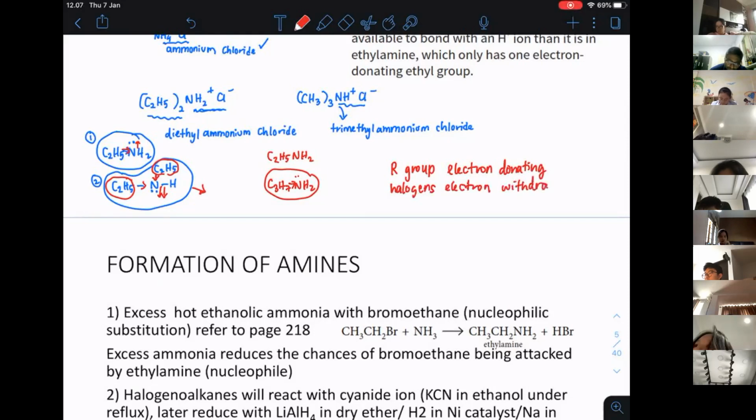Okay, you can use it as your, even oxygen is actually electron withdrawing. But you can use it as some kind of guide to identify which one is electron donating and which one is electron withdrawing. This is only for the normal one, we call it aliphatic, straight chains. But if you have benzene, it's going to be slightly different.